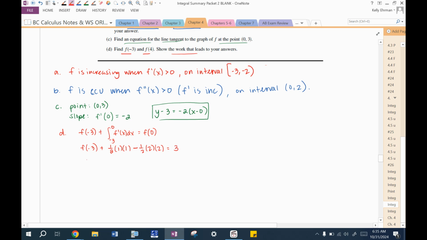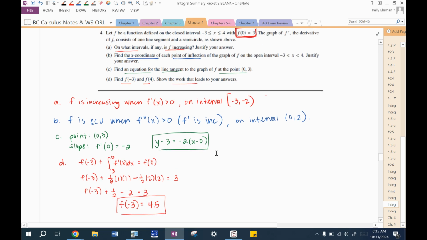Now I just do the math here. So f of -3 plus 1/2 minus 2 is equal to 3. F of -3 is equal to, so I'm going to add 2 to get 5. I'm going to subtract 1/2 to get 4.5, or 9/2, whatever. Decimals are fine. Fractions are fine. I wouldn't do a mixed number like 4 and 1/2 because that just can look confusing. But it's not wrong.